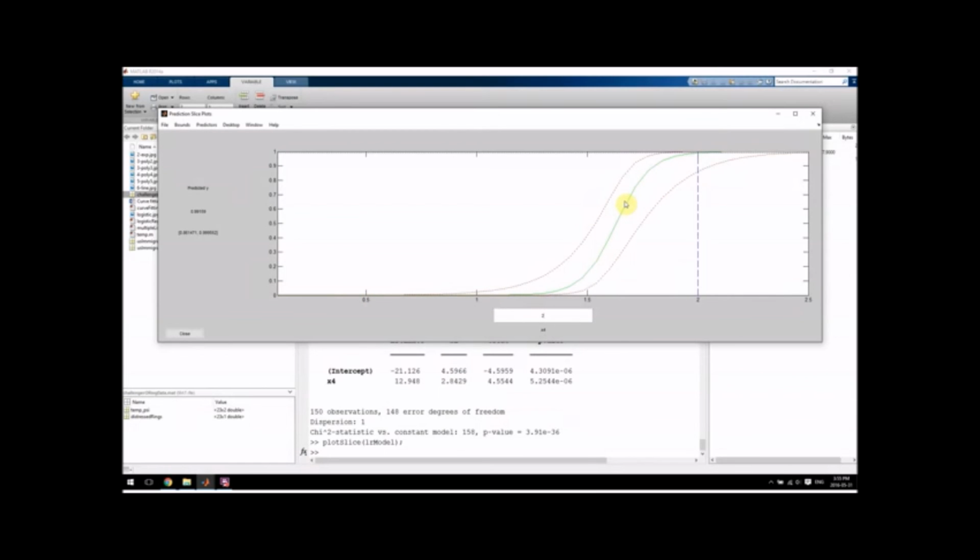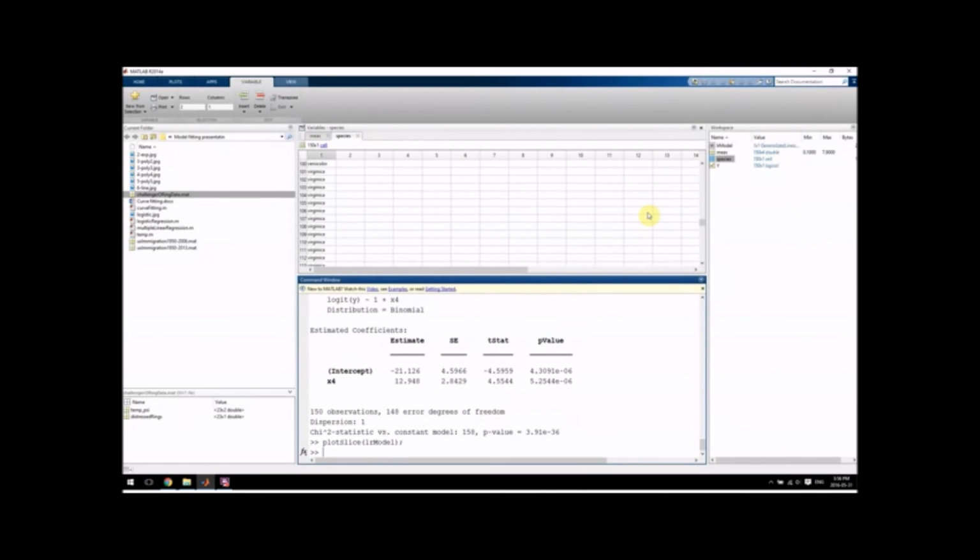You can use this plot slice function with multiple predictor variables too, and it gives you kind of a nice interactive way of seeing the effect of each variable. Okay, so all this is in the logisticregression.m file that you can download and take a look at. And there's some suggested further reading in there as well. Okay, so that's it for this video.